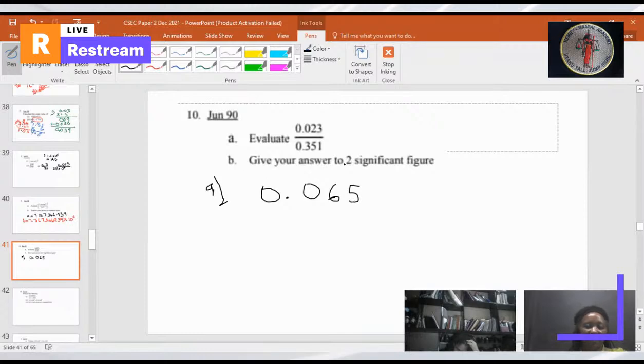For B, we're to give two significant figures. Miss, how do you do significant figures again? Significant figures, we count from the left and we don't count the zeros at the front, but we count zeros in the middle and at the end. So for two significant figures we'd start counting from the 6. Did you get anything after the 5? No, Miss. So this is already two significant figures. The 6 and the 5 are the significant figures. We don't count the zeros to the left.